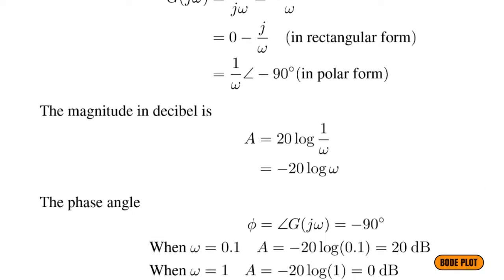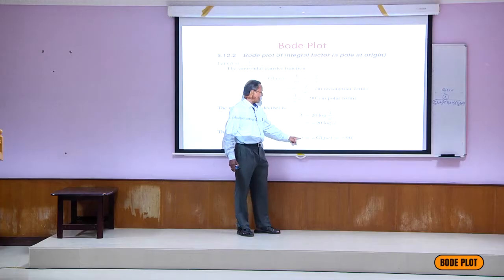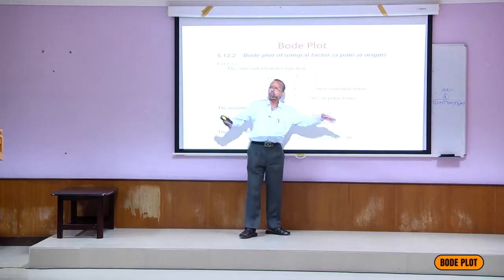So the magnitude A equals 20 log 1 by omega. The magnitude plot is 20 log in decibel scale. So 20 log 1 by omega is minus 20 log omega. The phase plot is the angle of G of j omega, which is always minus 90.